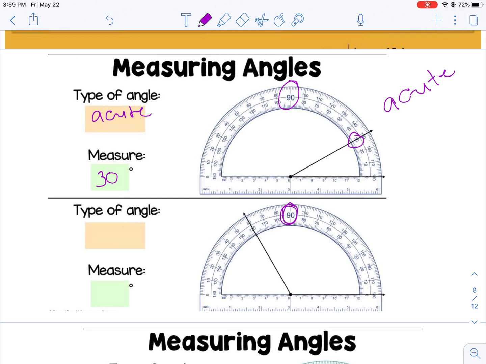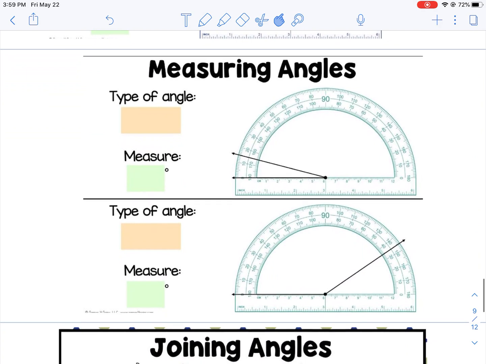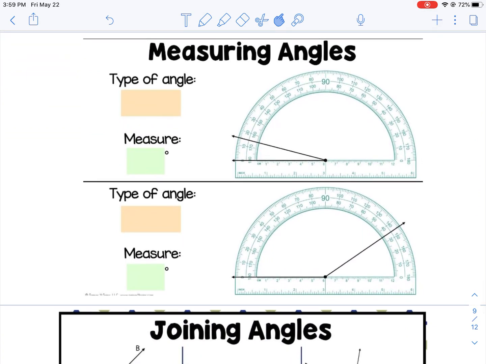Again, remember this is a right angle, so this is bigger than a right angle. So what kind is it? Obtuse. Obtuse angle. And we look where it left off, and it's bigger than 90, so that's 120 degrees. It's obtuse. All right, let's try another one.